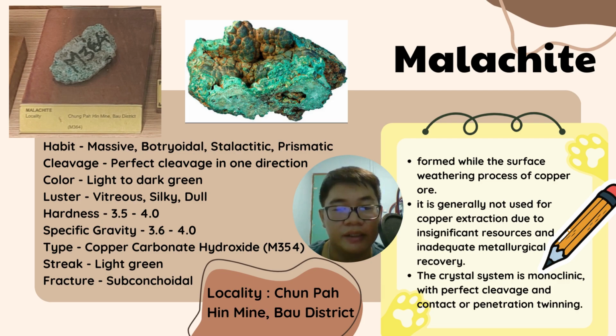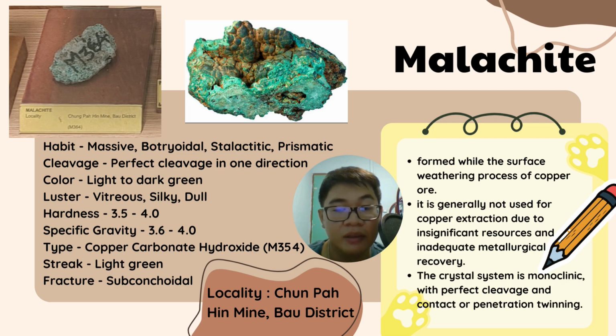One of the key characteristics of malachite is its perfect cleavage in one direction, which helps in identifying and studying this mineral. The color of malachite ranges from light to dark green, often exhibiting beautiful banding patterns that enhance its visual appeal. Malachite's luster can vary from vitreous to silky or dull, depending on the specific specimen. On the Mohs scale of hardness, malachite is between 3.5 and 4, making it relatively soft and easy to work with for various decorative purposes. The specific gravity of malachite ranges from 3.6 to 4, reflecting its density.